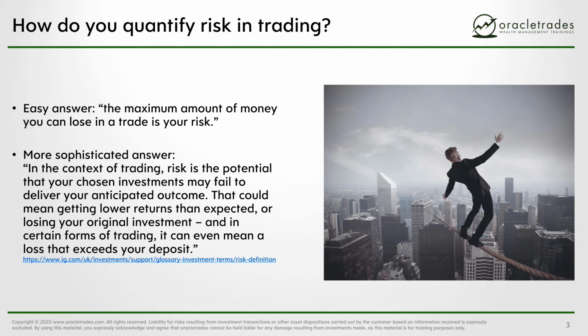How do you quantify risk in trading? Well, that's a question we often get asked. The easy answer is that it's really the maximum amount of money you can lose in a trade. So that's the risk. If you have $1,000 and you don't set any stop loss parameters, for example, for most instruments your maximum loss is limited to $1,000.